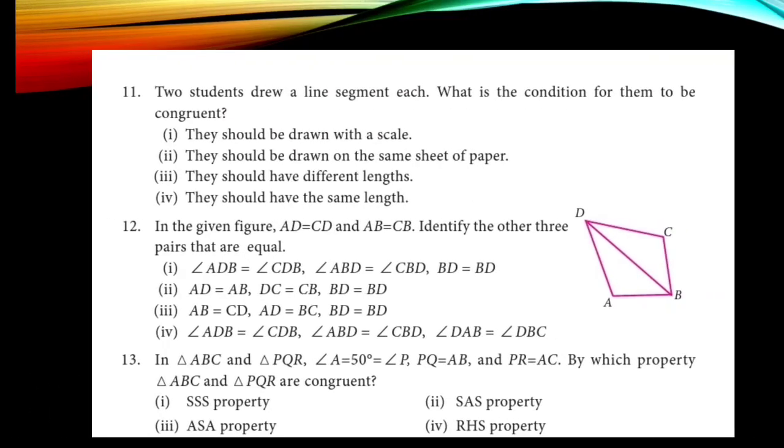Now the 12th question: in the given figure, AD is equal to CD and AB is equal to CB. Identify the other three pairs that are equal. Okay, first what is given? AD is equal to CD. So what is AD?